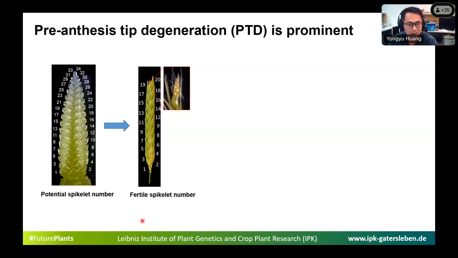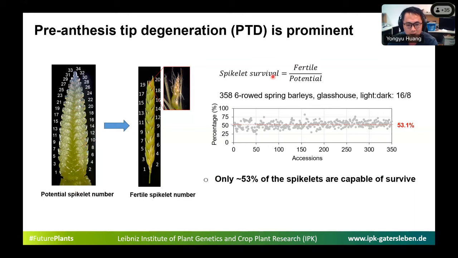First, I think Thorsten has already given you an introduction of how this spike PTD is happening. Here, I just show you again, it's a spike at or around the promedia stage where it can produce a maximum number of spikelet primordia, and finally, only a small portion of the spikelets can be fertile. And here is an image showing how the degenerated spikelets look. When we look at this diverse six-row spring barley panel that Thorsten mentioned before, we can see that overall the spikelet survival represents only around 50%. So this means another 50% is kind of wasted during development.